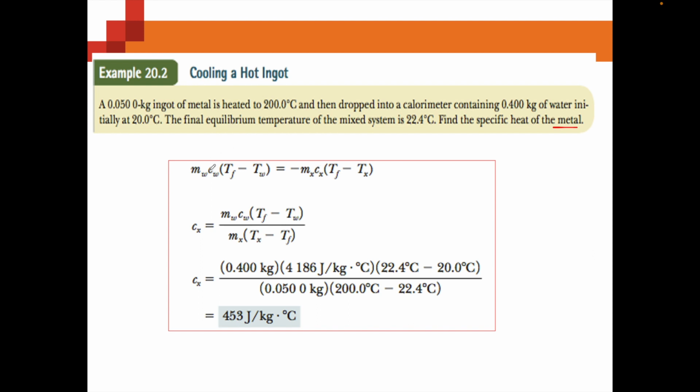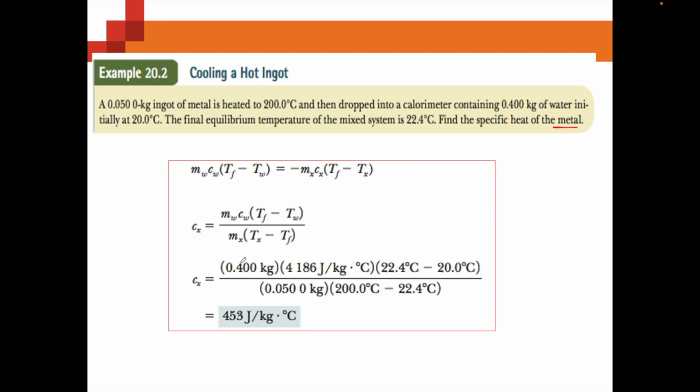So the W would end up being the water. X is the metal that we're looking for. I'm trying to find C, so I will divide both sides by m and the change in temperature. Now we'll get this rule over here: m C (T final minus T initial) divided by m (T minus T final), which is rearranging this rule.